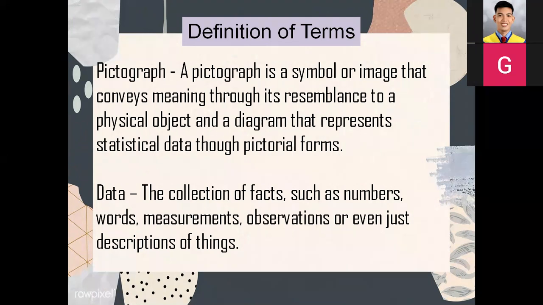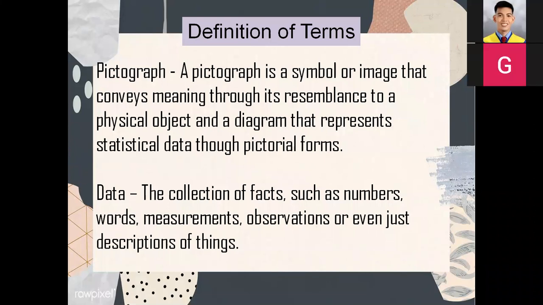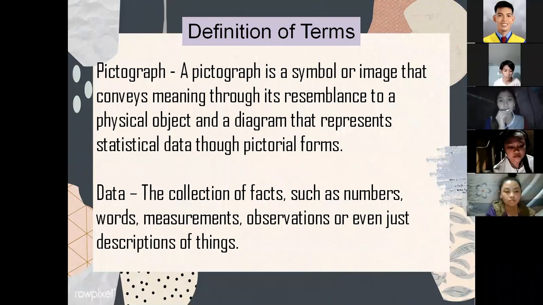So what we have here are the definition of terms. Basically, these terms are the ones that we have used in our discussion. First one, we have pictograph. A pictograph is a symbol or image that conveys meaning through its resemblance to a physical object, and a diagram that represents statistical data through pictorial forms. Data. The data is the collection of facts such as numbers, words, measurements, observations, or even just descriptions of things.